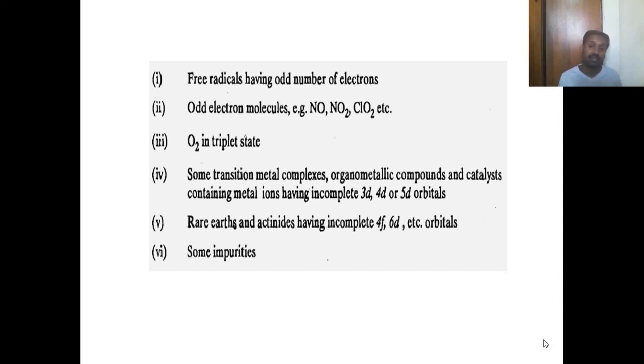But when we come to electron spin, when we come to ESR, all molecules are not ESR active. Why? Because to be ESR active, it should satisfy a prerequisite condition. What is that prerequisite condition?